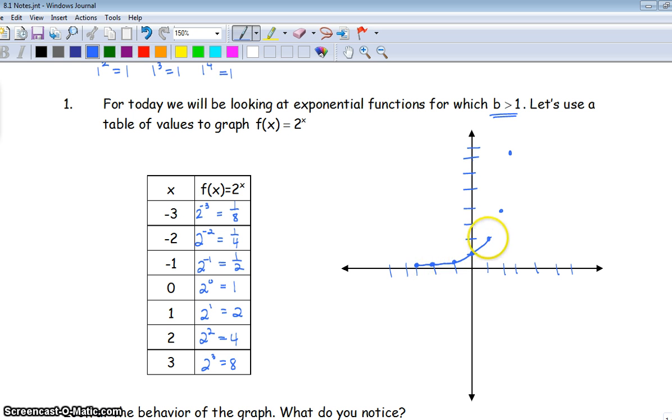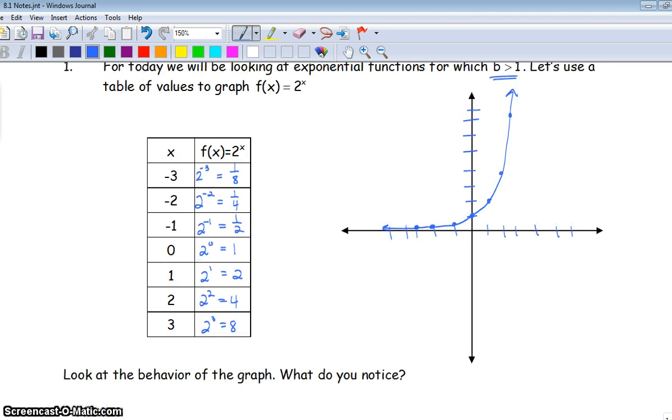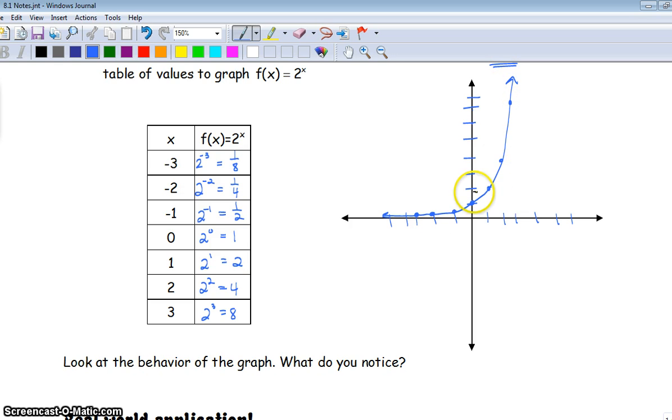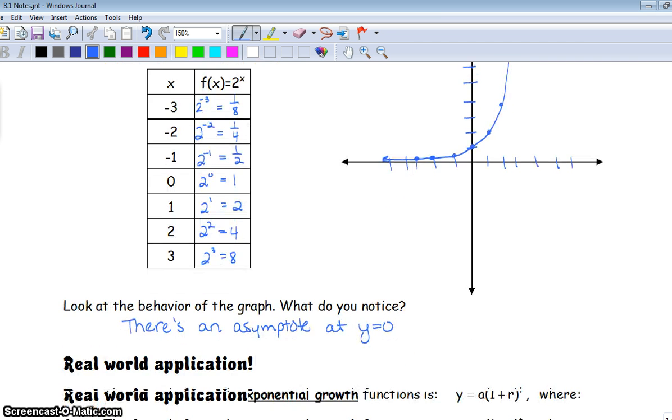Alright, so we can see in an exponential function, it starts off growing really slowly and then all of a sudden it shoots up. And you should also notice at the end behavior of the graph, you have a horizontal asymptote at y equals 0. So it's going to approach 0 but never actually touch 0 on the y-axis.